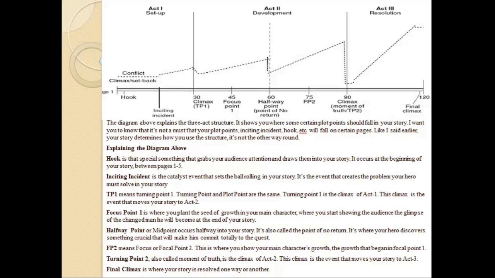Explaining the diagram above. Hook is that special something that grabs your audience attention and draws them into your story. It occurs at the beginning of your story between pages 1 to 5. Inciting incident is the catalyst event that sets the ball rolling in your story. It's the event that creates the problem your hero must solve in your story.